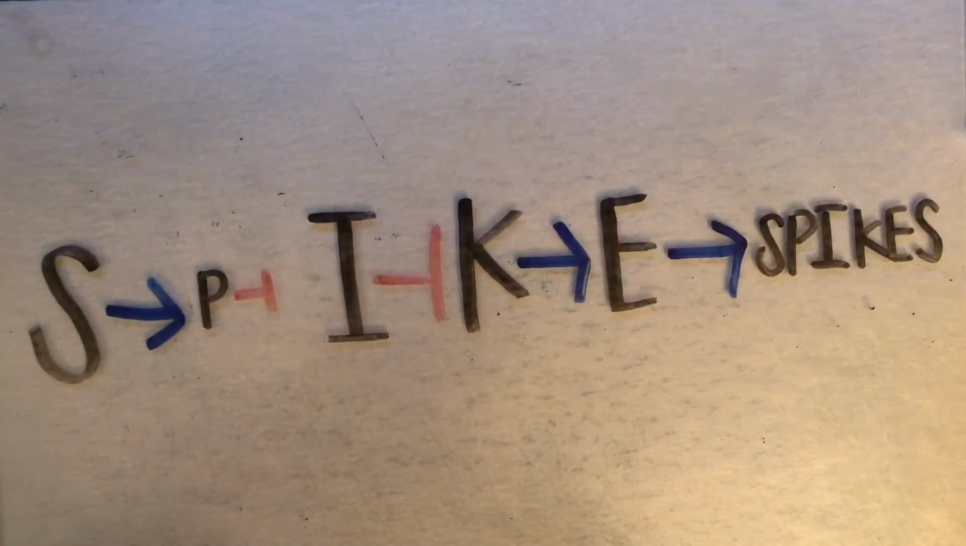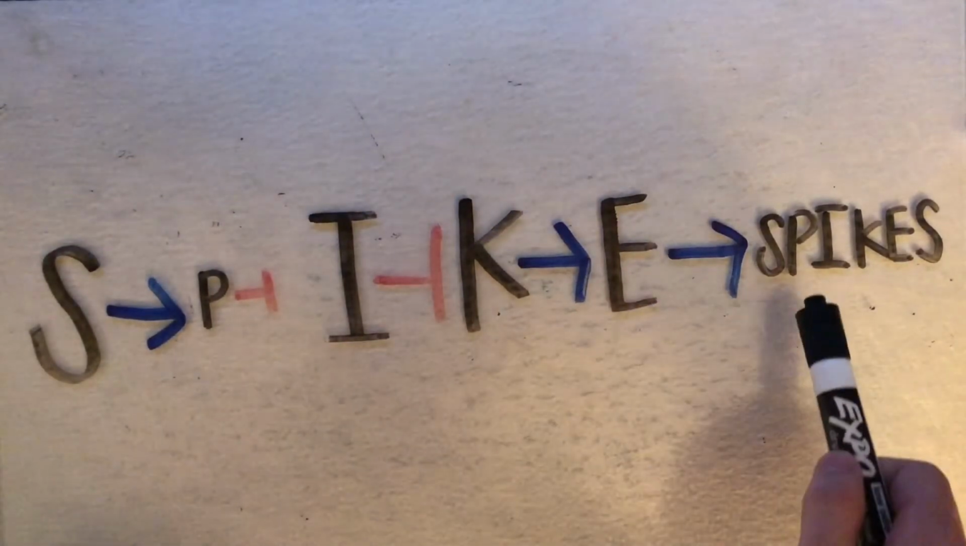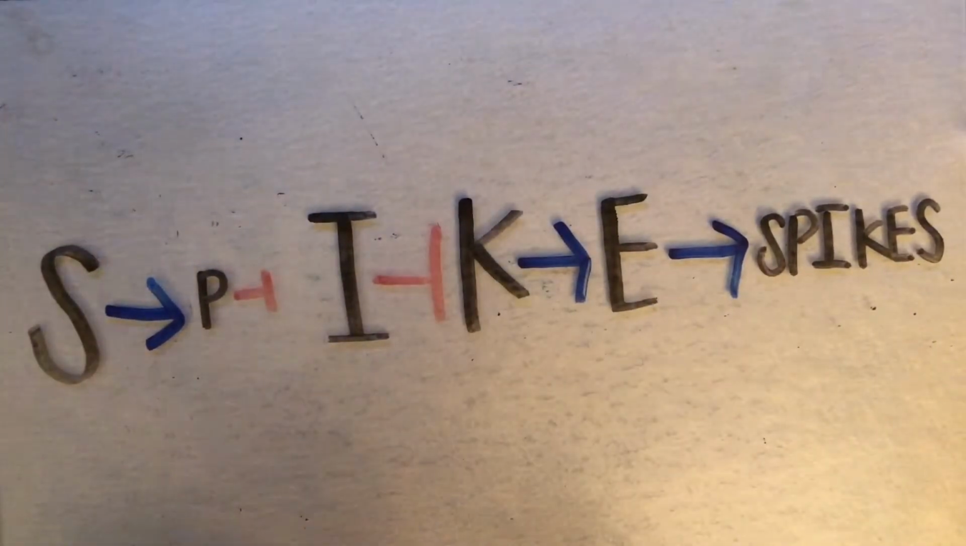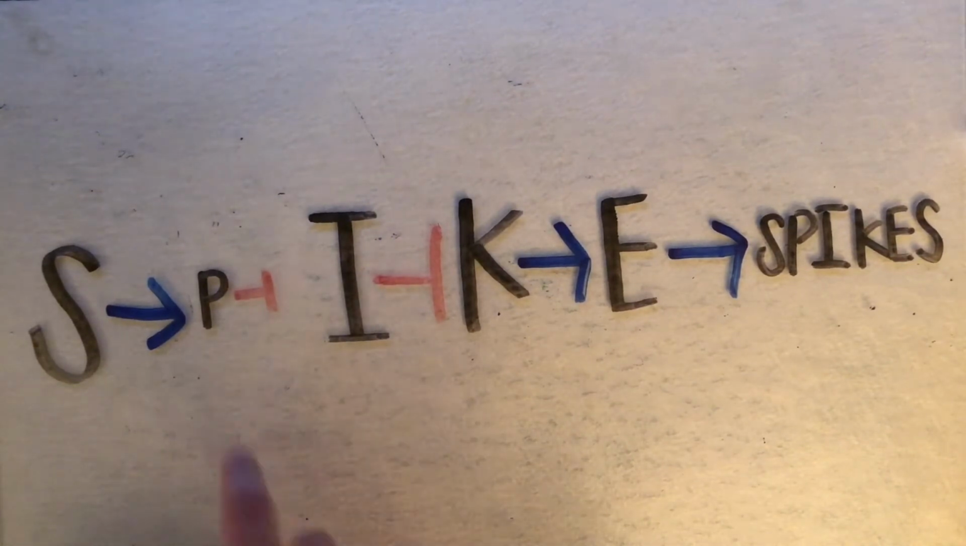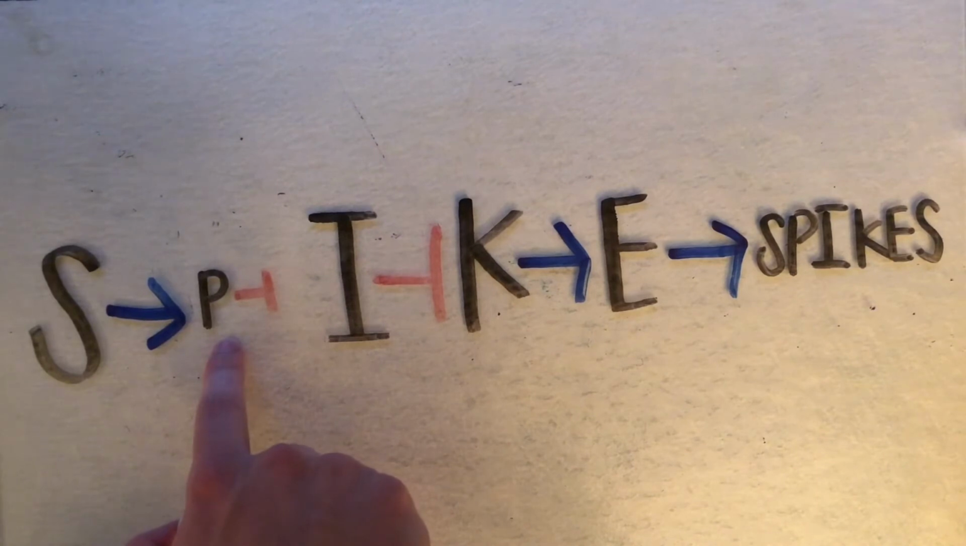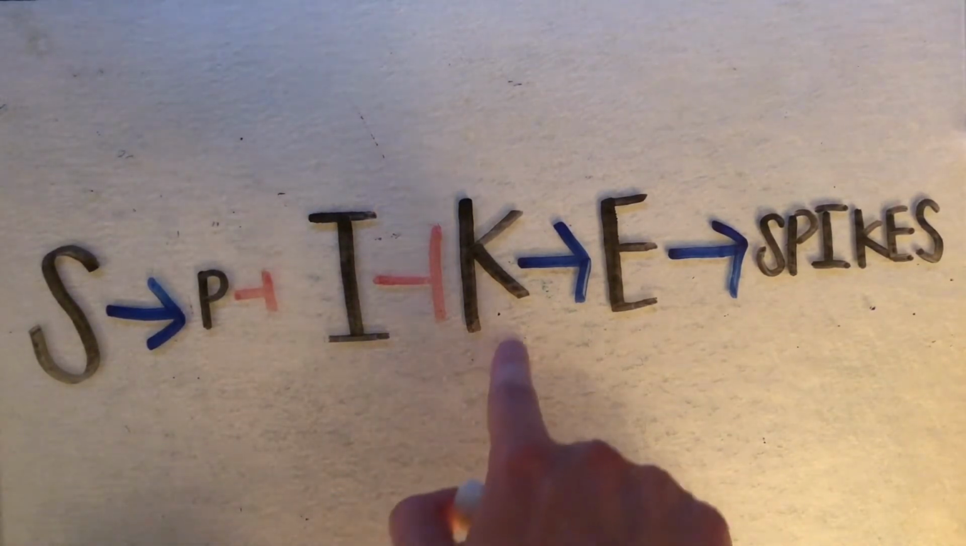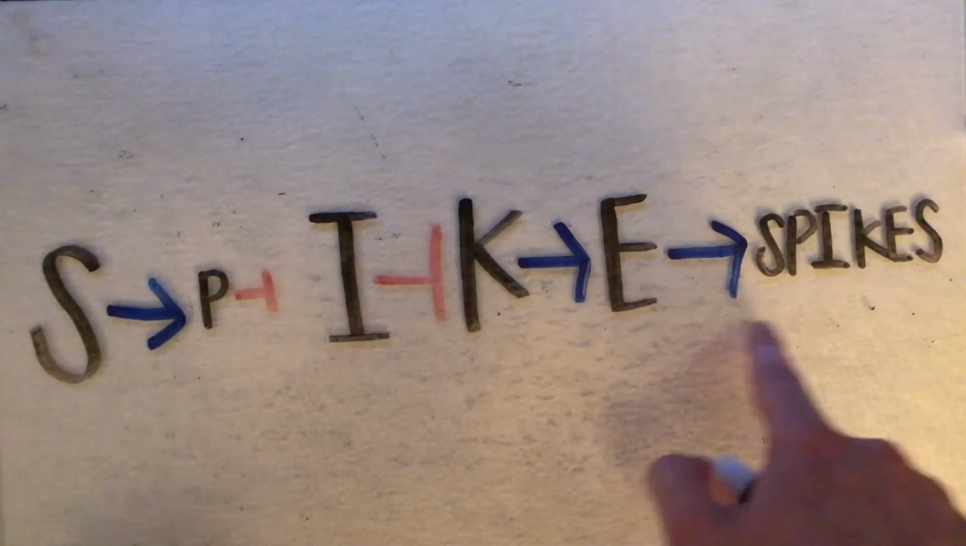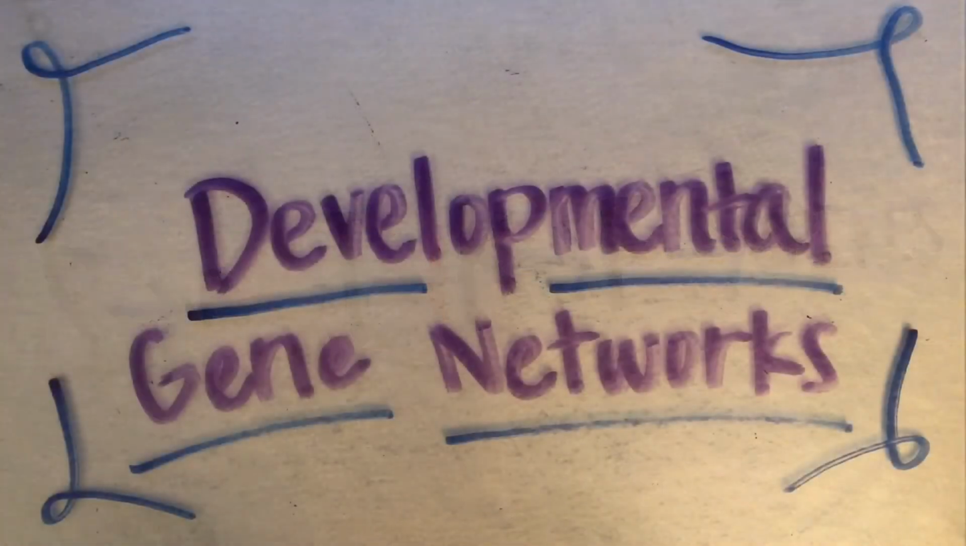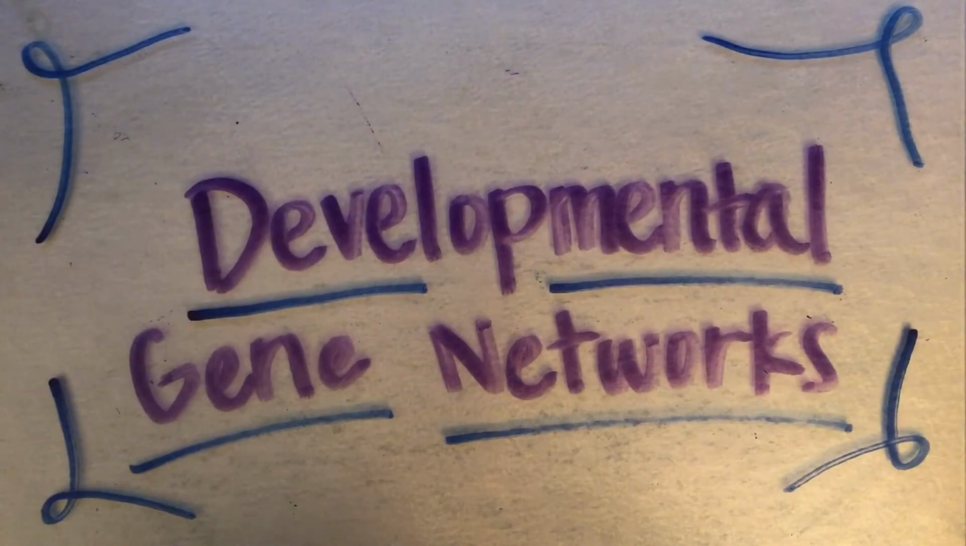You may be wondering why every cell in the body doesn't produce spikes if every cell in the body has the same genome. Well, one possible reason is that an environmental factor could be suppressing the production of gene P, and therefore I is not suppressed and continues doing its job of suppressing K, which stimulates E, which stimulates the generation of spikes. Hopefully you now have a better understanding of how developmental gene networks operate.